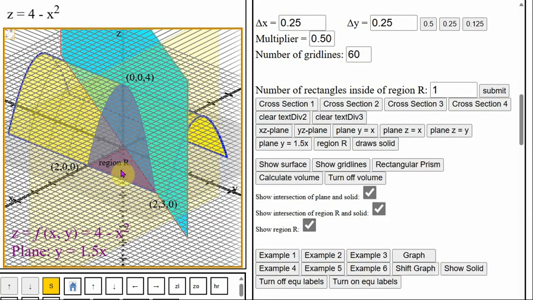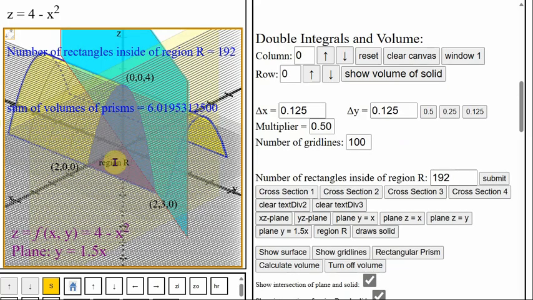And to get a better approximation, what we can do is fill this region R with smaller rectangles. That means we get more rectangles this time. And here we get about 48 rectangles, and a typical rectangular prism would look like this. And the volume of the 48 rectangular prisms is about 6.078.